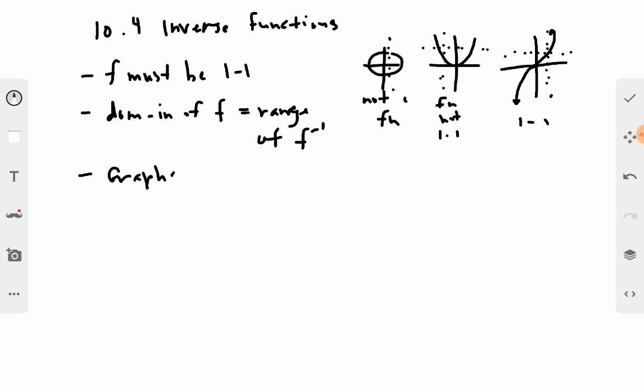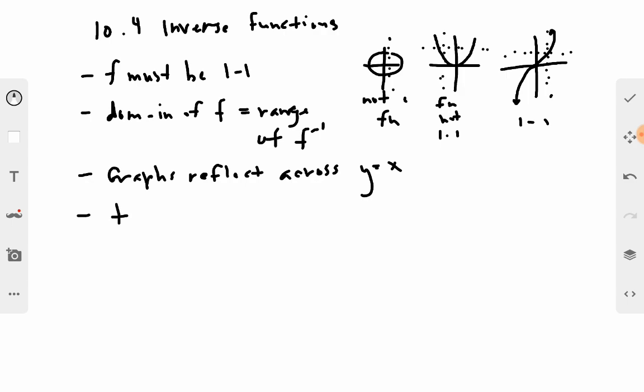Okay, and then we remember that the graphs will reflect across y equals x. So remember we get a certain type of symmetry between a graph and its inverse, and that's that it reflects across the diagonal line. All right, and that comes directly from the x and y value switching.